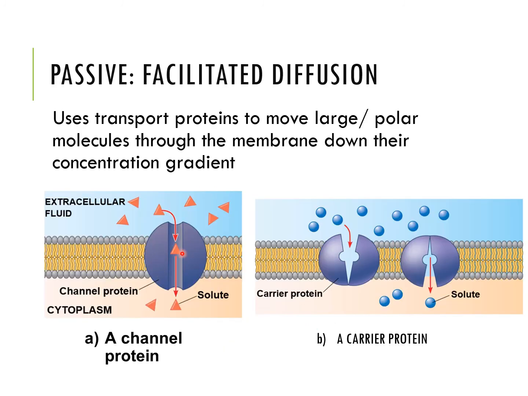Facilitated diffusion is when you use a channel protein or a carrier protein. And this is what glucose has to use. Glucose has its own special channel protein to get in and out. So does water, but we'll talk about that on the next slide with osmosis.